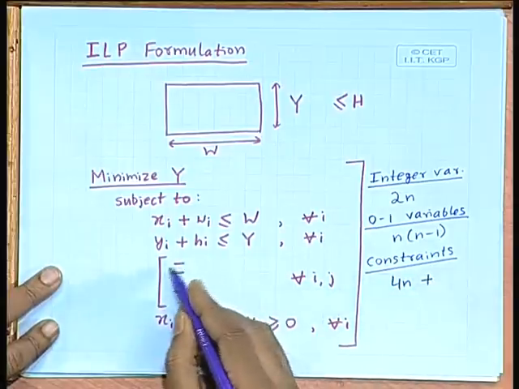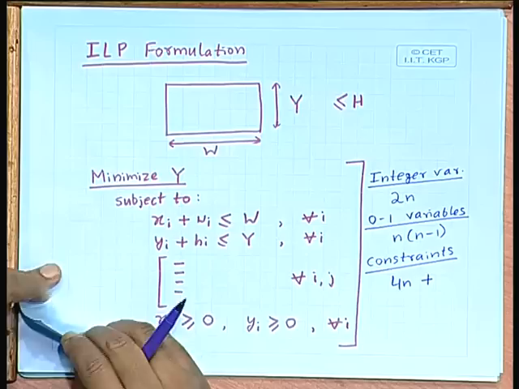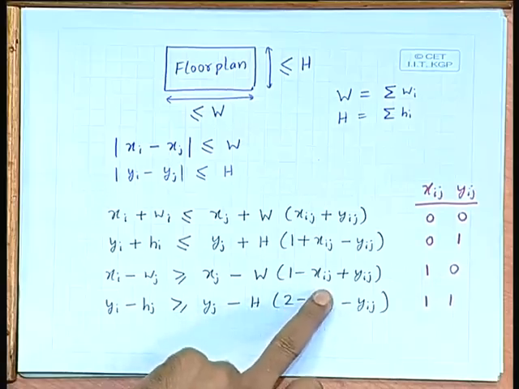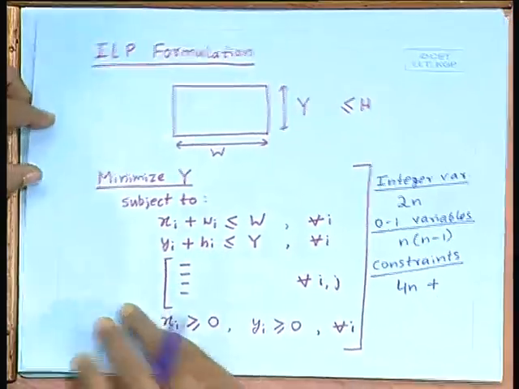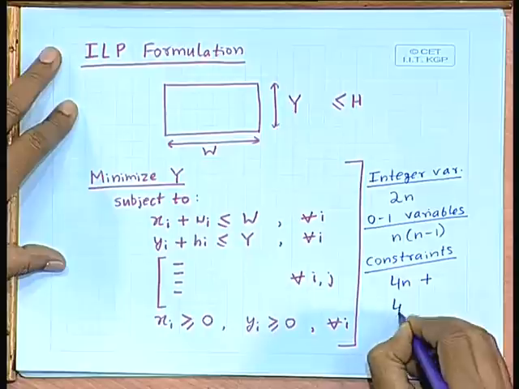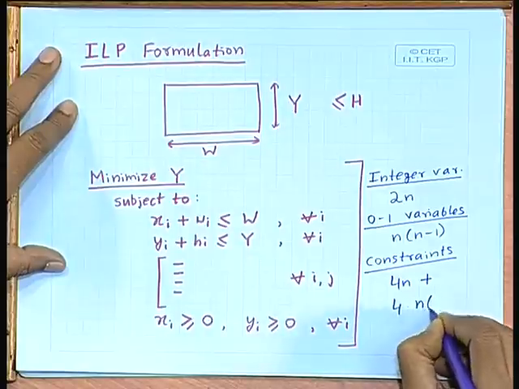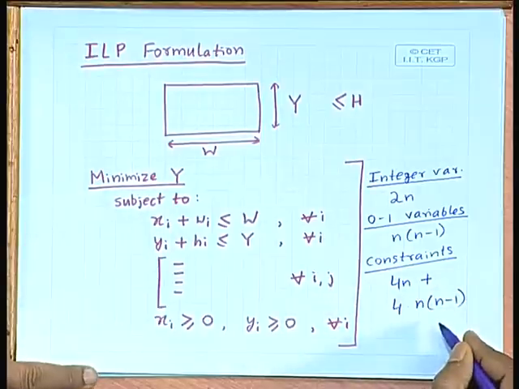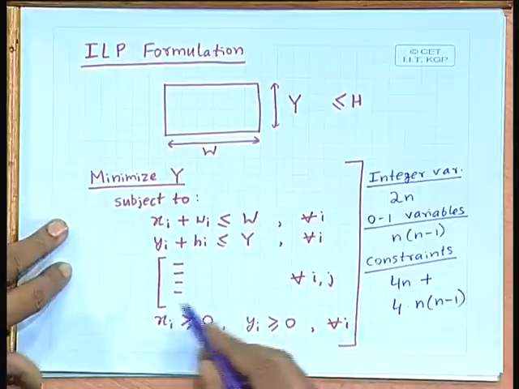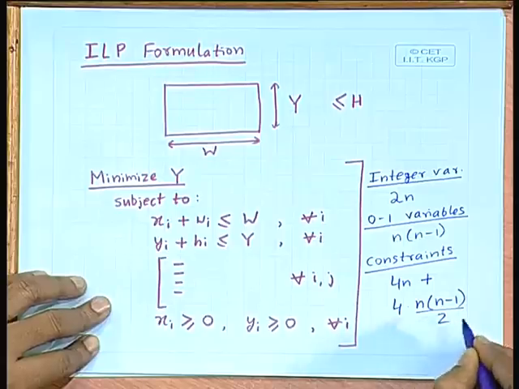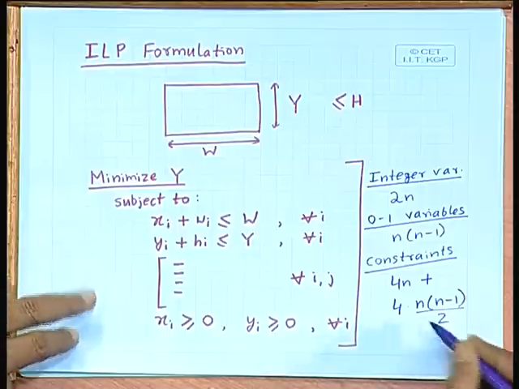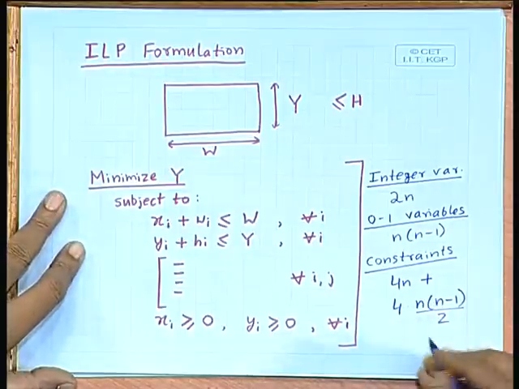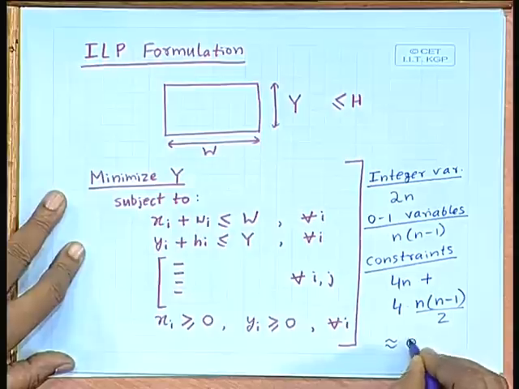So, 4n, plus here there are 4 equations. You again have a look at those equations. There are 4 equations with combinations of values of i and j, so 4 equations with n into n minus 1. This is roughly the number of constraints, but actually we need not take care of both bi, bj and bj, bi. So, you can have it divided by 2 also, so that it becomes half, but still you can see that the number of constraints is of the order of n square.